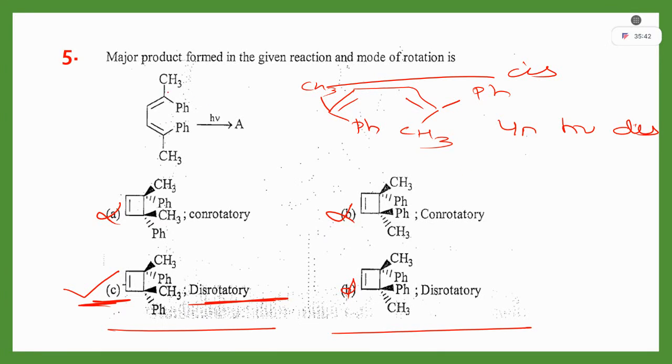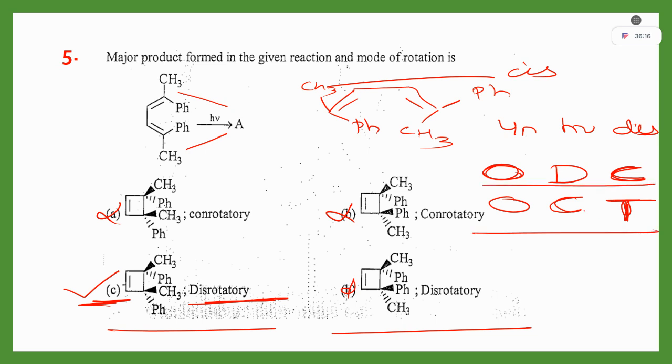See, these CH3 are opposite, and these Ph are also opposite. One is going down, another is going above. So they are opposite, right? On disk rotation, opposite things will go cis. And if instead of disk rotation, cone rotation is there, opposite things will be opposite in your product also. Means they will be trans in your product also. So you can say that this is a trick.